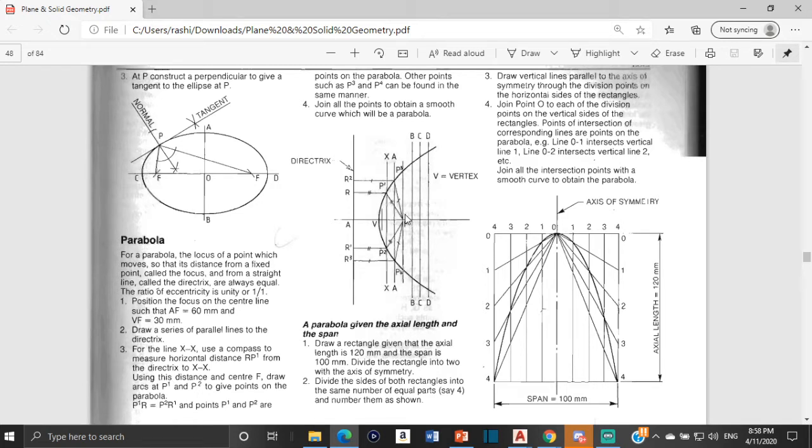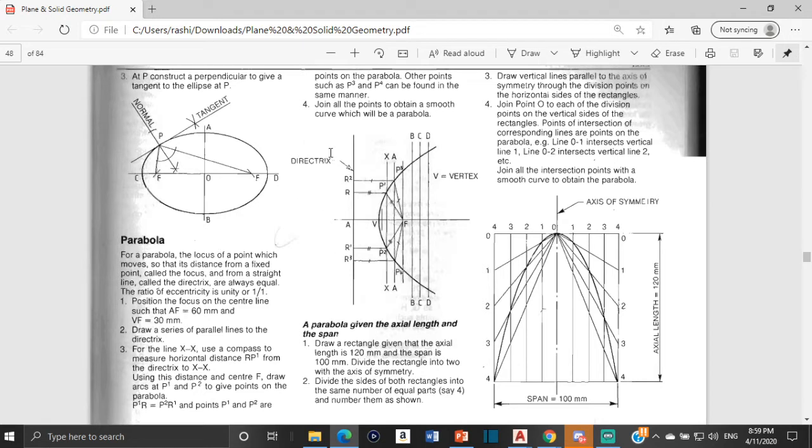So if I should draw a line from F here to a point on the parabola, say this point here, and then if I should draw a line from here that is perpendicular to the directrix, this line here is going to be equal to that line there at all times. So that's what that means.